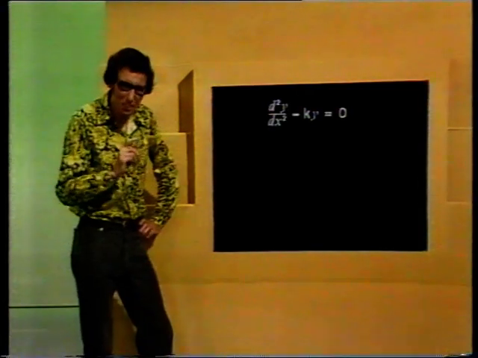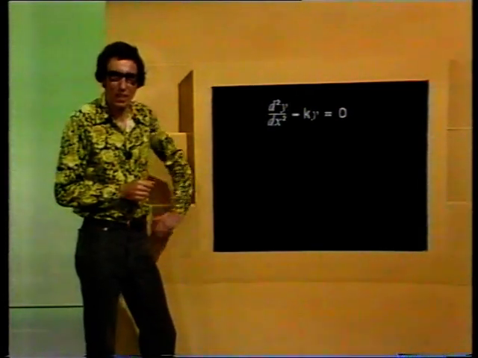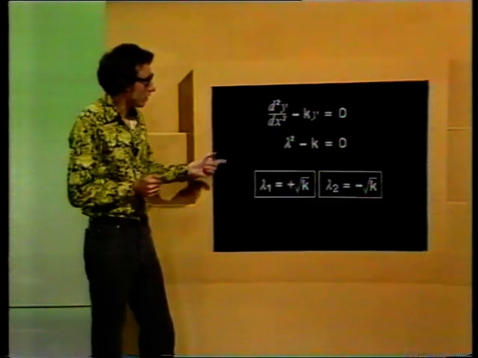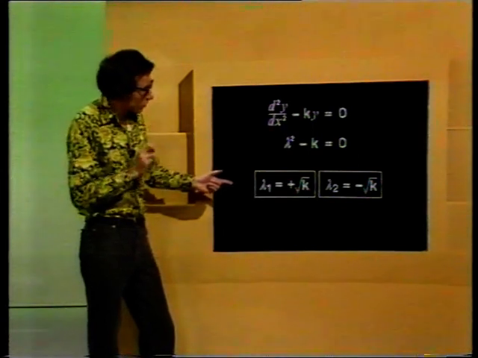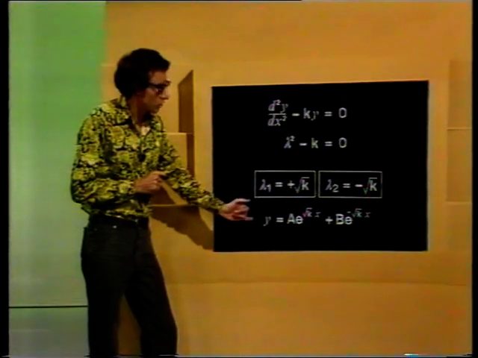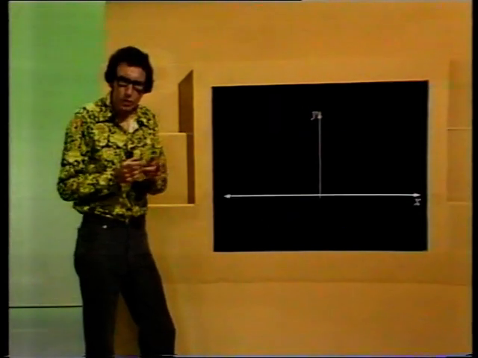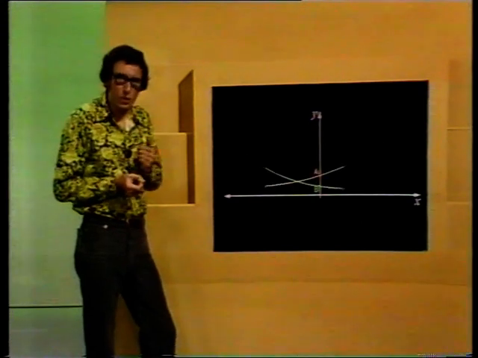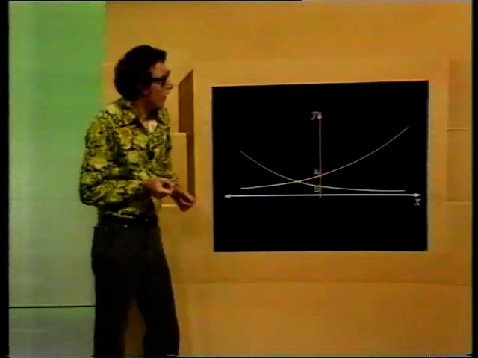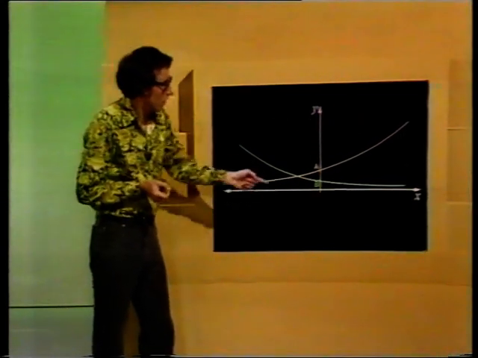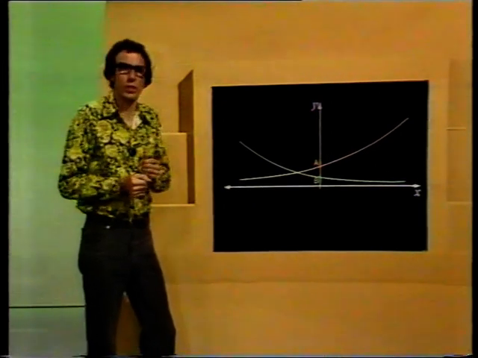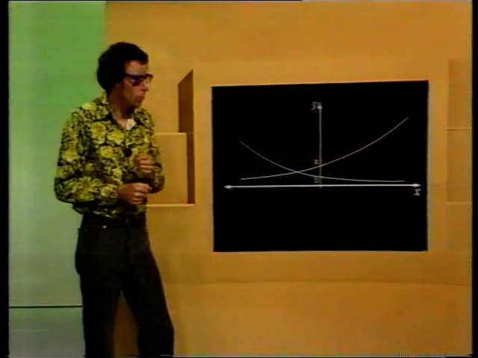Let's see if John's method works for this differential equation. We write down the auxiliary equation, and then we solve that, and then the general solution of the differential equation is a combination of exponential functions. The graph of this will be a combination of an increasing exponential, something like this, and a decreasing exponential, like this. The graph of a combination of these could take a number of forms. Here's one possibility.